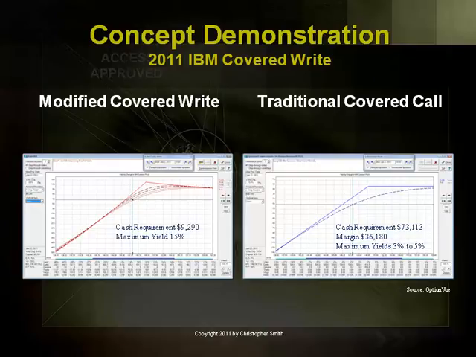So our cash requirement for the covered call is $73,000. If you're trading on margin, it'd be $36,000. The maximum yield, and this is just for the first month, is between 3 and 5% depending on whether or not you use margin. So maximum margin gives you a 5% yield. Covered write, cash requirement $9,200, $9,300. Max yield 15%.